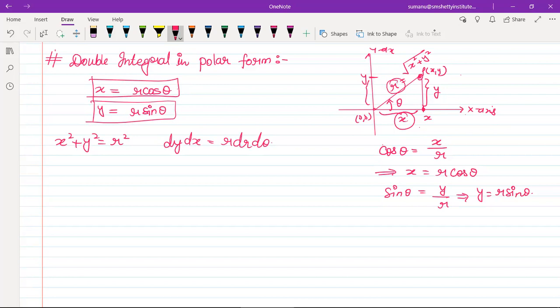So what are we going to do with this? We are going to convert our variables x and y into polar form, that is in terms of r and theta. Okay. Getting my point, kids?